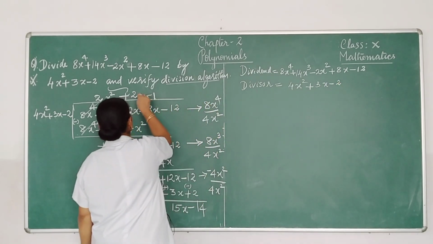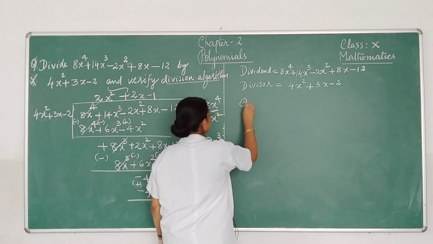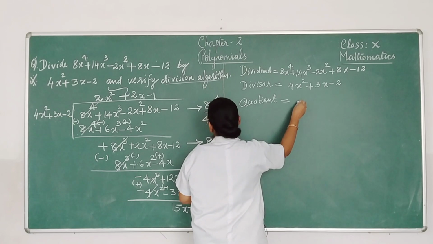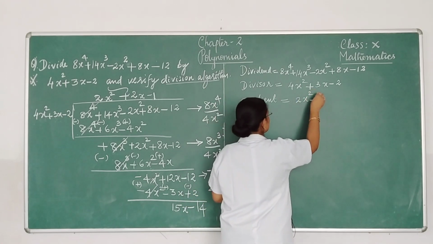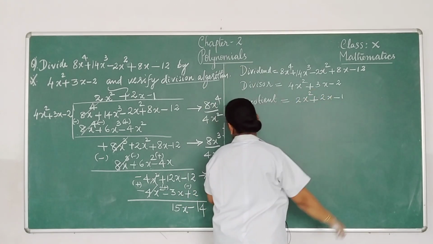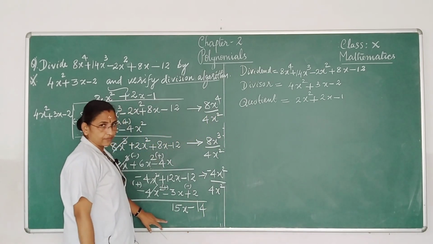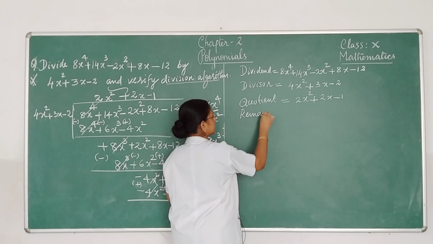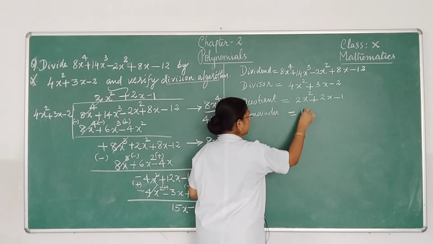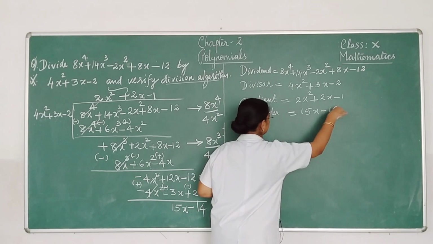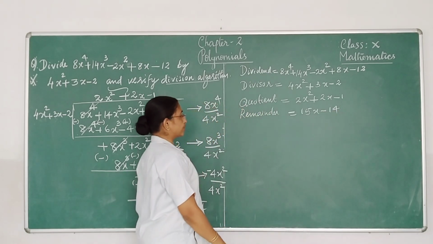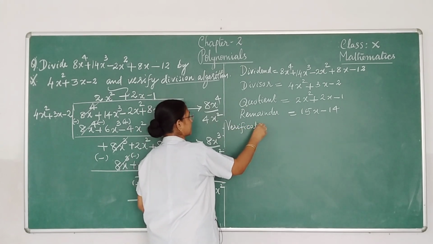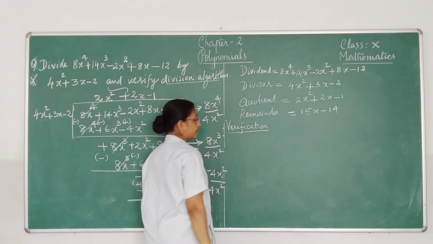What's the quotient now? This is the quotient. The quotient is 2x square plus 2x minus 1. And what is the remainder? 15x minus 14. The remainder equals 15x minus 14. Now I am going to do the verification. Want to verify, what do you want to do for that?